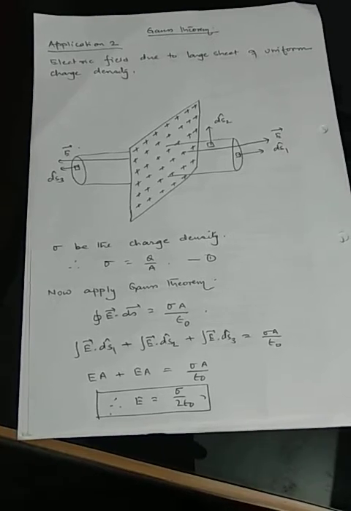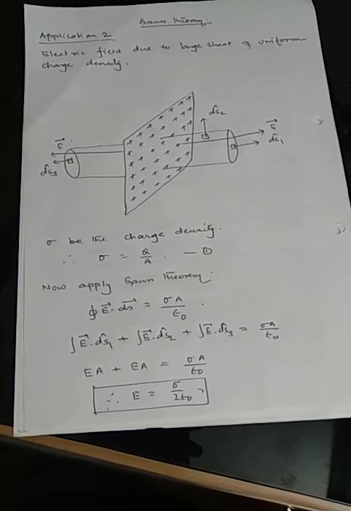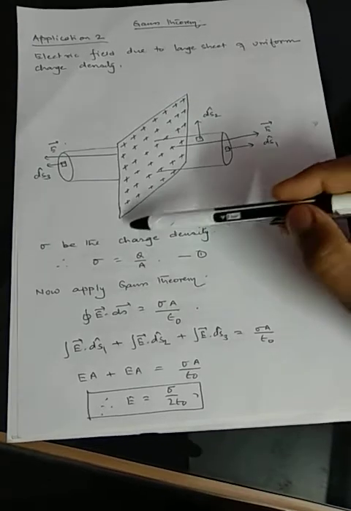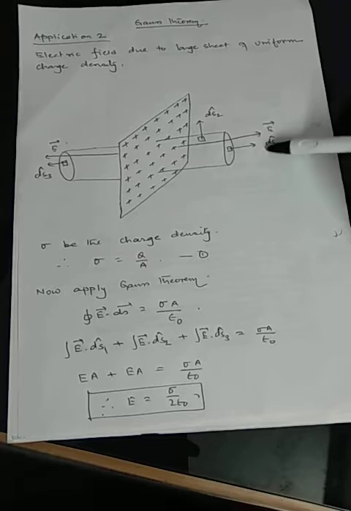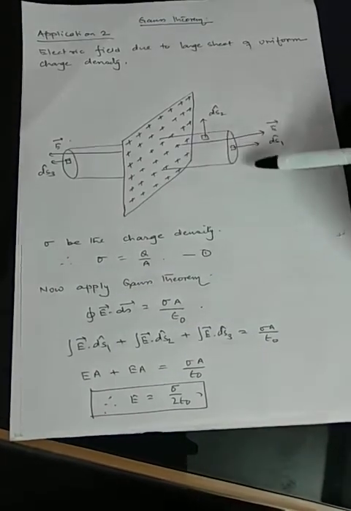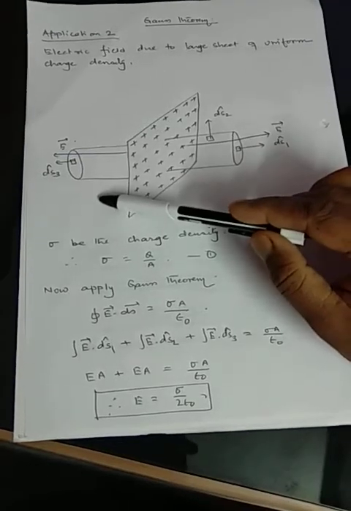Hello students, this is now Gauss theorem second application. We are calculating electric field due to a large sheet of uniform charge density. So here we are considering a sheet which is uniformly charged. As you can see, the sheet has two faces, right side as well as left side. So we can have electric field along the right side as well as the left side.